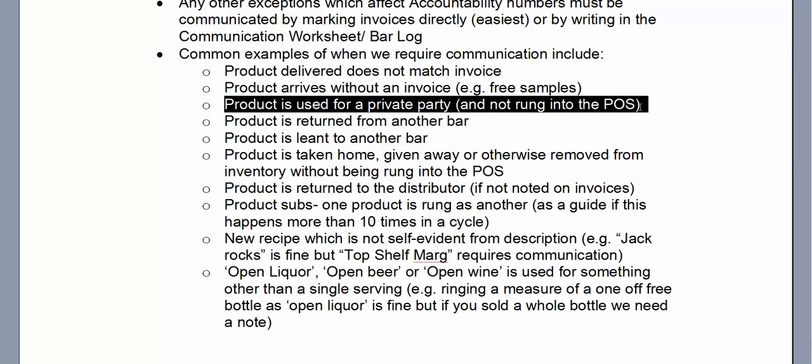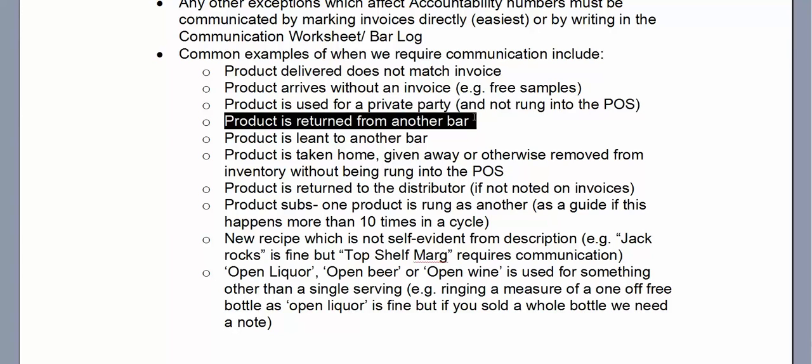This is a key one that has ruined a few cycles for us. If you use product for a private party and you don't ring it into the point of sale system, it's important you have a log of what was used during the private party. In actual fact, we'll get into this later, but the easiest way is to ring it up and then comp the tab. Failing that, as said, keep a note of what was used during the private party. And ideally, we'd like exact amounts. If not, at least knowing the products affected would help us.